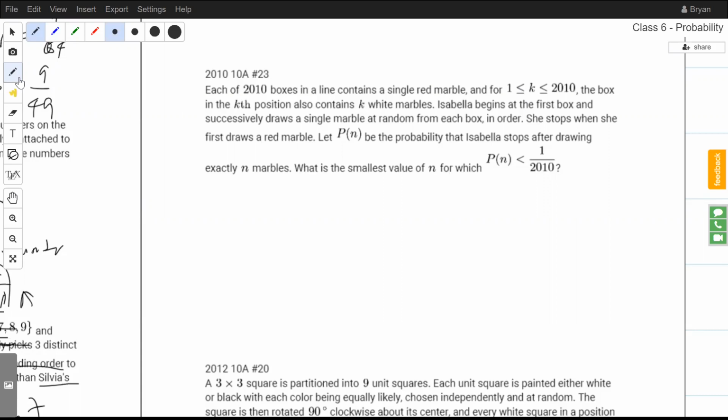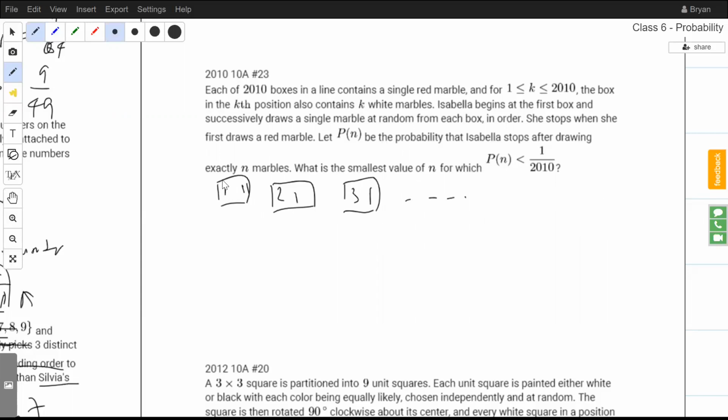To do this problem, you look for a pattern, or you can just simply find a general formula. So basically, we can think about what this problem is asking. The first box is going to have one white and 1 red. The second box is going to have 2 white and 1 red. The third has 3 white and 1 red, and so on. So you get 1 red and an increasing amount of white.